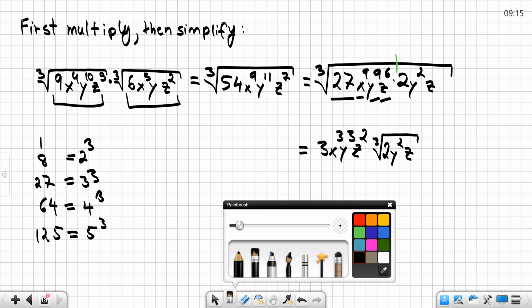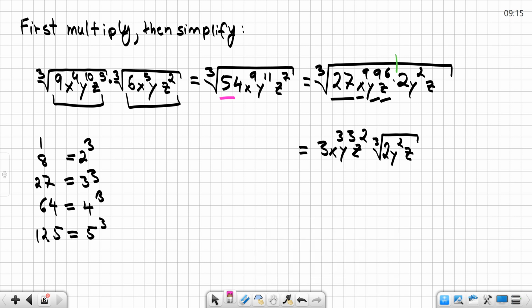These are factors that we are looking at for the coefficients, or these numbers.